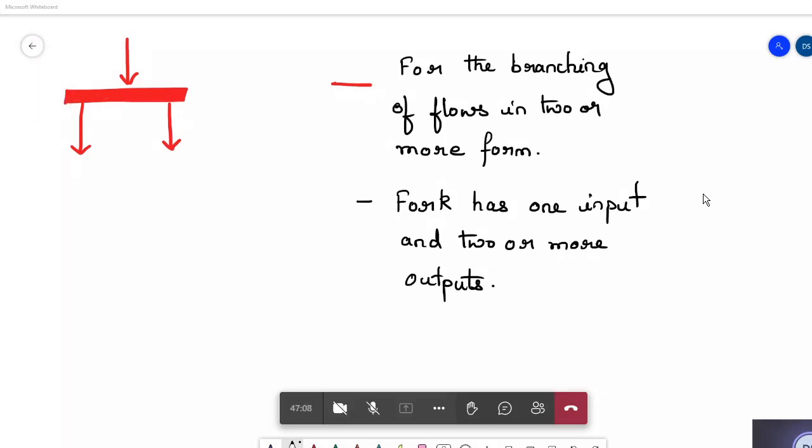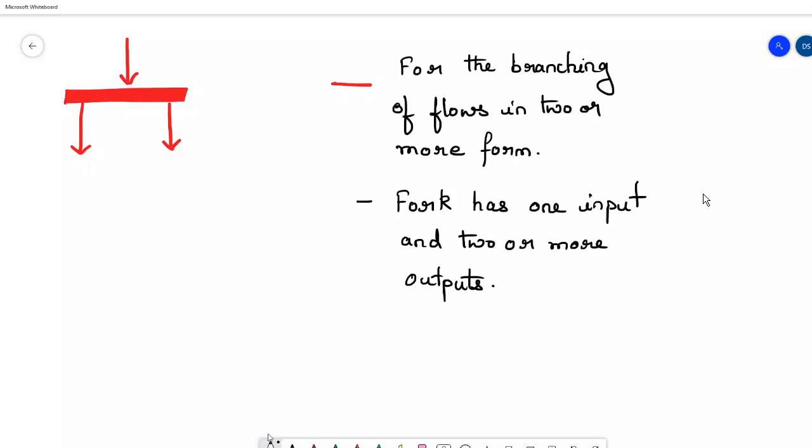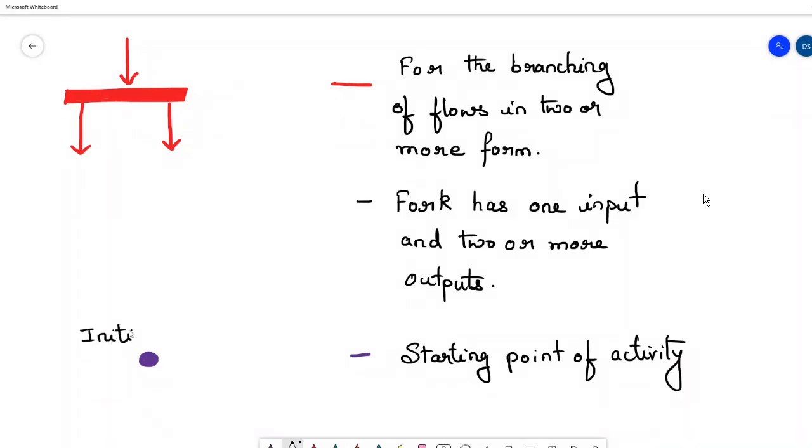Okay, so the next symbol would be the solid circle, and we know that the solid circle usually shows the starting. So here we would be calling it the starting point of the activity, or it is also called the initial node. So it is called the starting point of activity. Okay, that means we call it an initial node also.